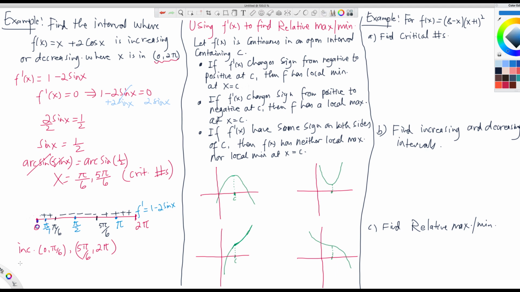And let me write down the decreasing interval. Decreasing is between pi over 6 and 5 pi over 6. That is the decreasing interval, because between pi over 6 and 5 pi over 6 it has a negative sign. Once you plug in a test point, if you get a positive sign, then the whole piece will have a positive sign. If you get a negative sign for that test point, the whole piece will have a negative sign. So you should be careful on that.